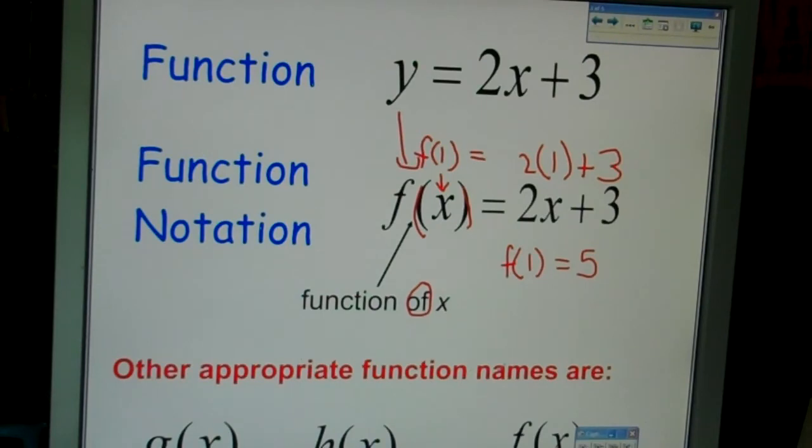Here we go. Other appropriate names, you might not always see it as f of x. You might see it as g of x, h of x, or f of x. These are the only three that you'll hardly ever see. The most common will always be this one right here, f of x, okay?